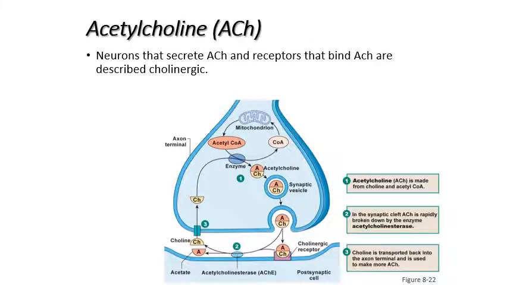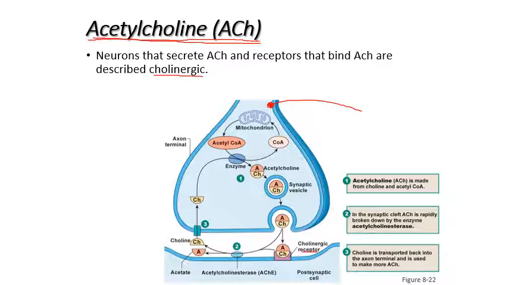All right, so the first neurotransmitter we're going to attack is acetylcholine. You see it abbreviated ACh. You may be familiar with this from anatomy, as the neurotransmitter you see at the neuromuscular junction, where the neurons meet up with the skeletal muscles. The neurons that secrete acetylcholine and the receptors that bind acetylcholine are termed cholinergic. So we have cholinergic receptors down here, and this would be a cholinergic neuron because it's releasing acetylcholine.